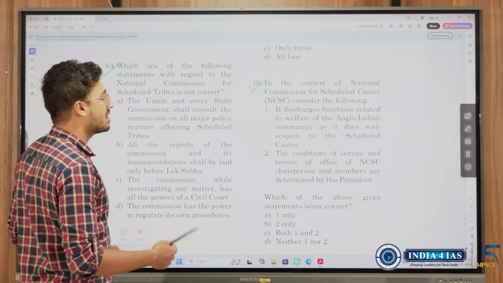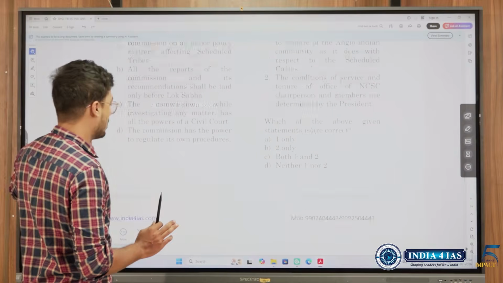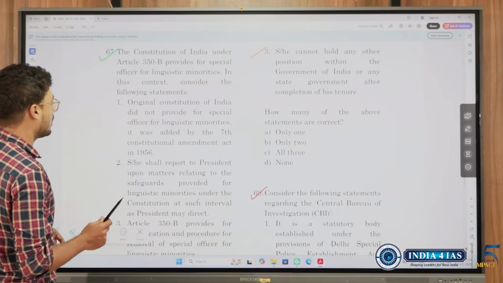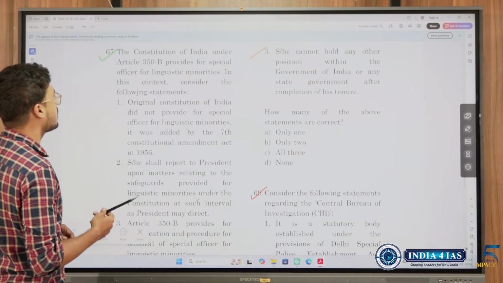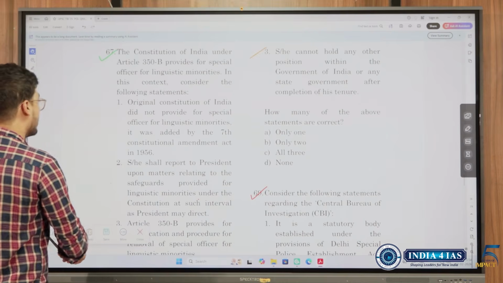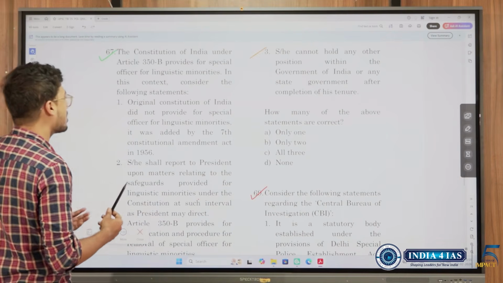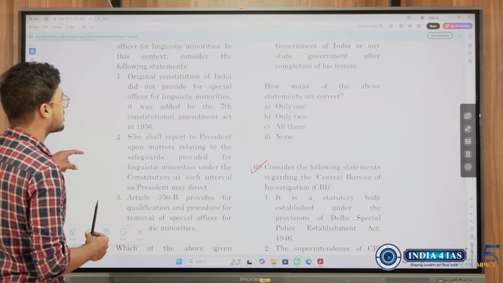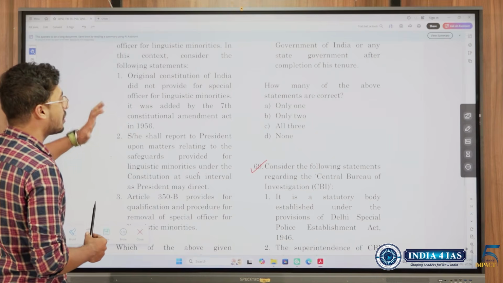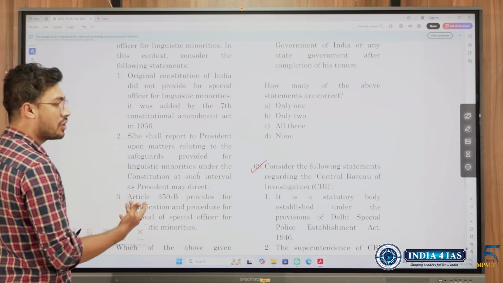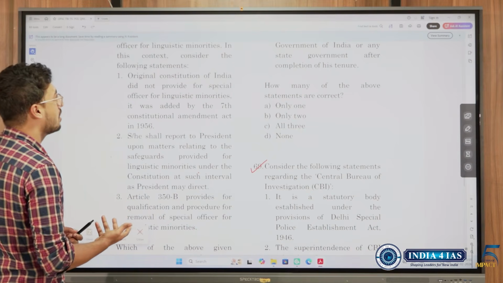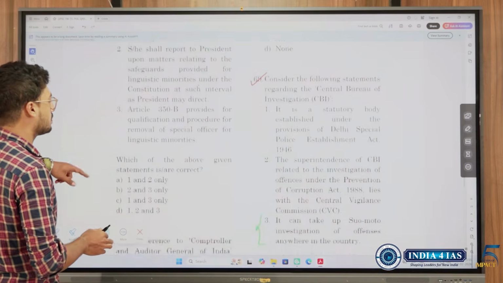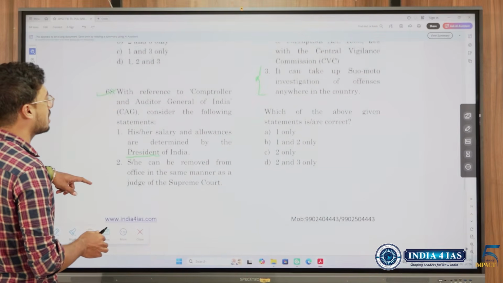In the context of National Commission for Scheduled Castes, NCSC, I leave it to you. The Constitution of India under Article 350B provides for a special officer for linguistic minorities. Now you might have come across this, but if you have not studied, we'll see how it could be answered. But this is an important office, so it's better you study this, because there are only 3-4 things with regard to this office. This office was established under the 7th Constitutional Amendment Act, and it ensures that linguistic minority rights are protected in the country, and it is appointed by the president.